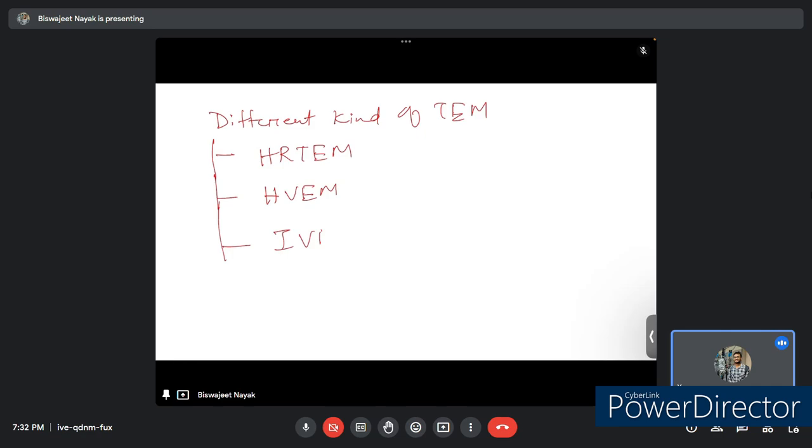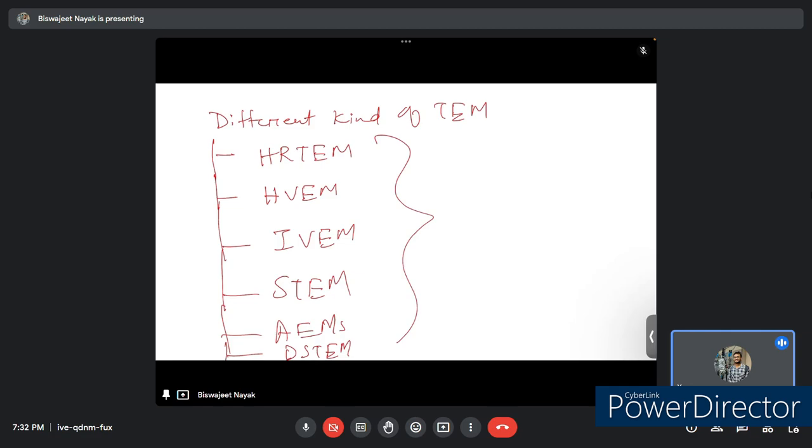There are a number of TEMs we can find. The different kinds of TEMs which we see are HRTEM, which is high resolution TEM, HVEMs, IVEMs, STEMs, AEMs, D-STEM, and so on and so forth. These are different kinds of TEM which we see on a regular basis.